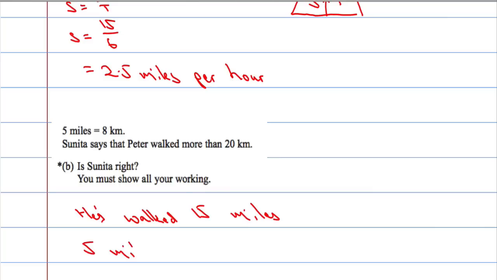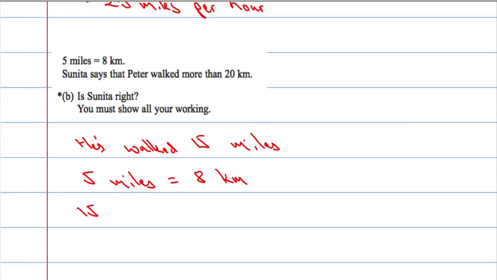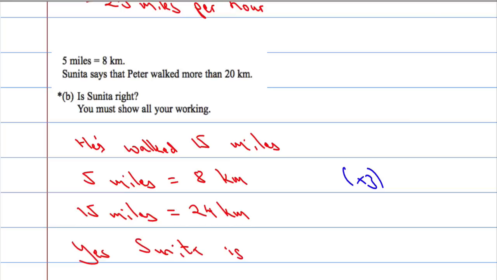5 miles equals 8 kilometers. Which means that 15 miles will equal 3 times as much. So multiplying both sides by 3, 8, 16, 24 kilometers. Is Sunita right? Yes, Sunita is right. He walked 24 kilometers.